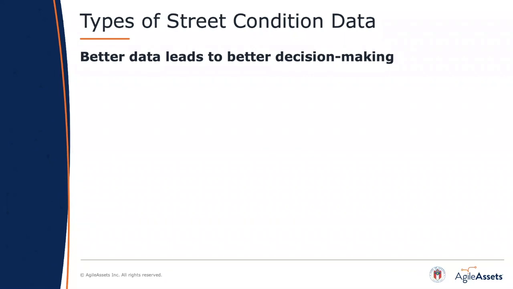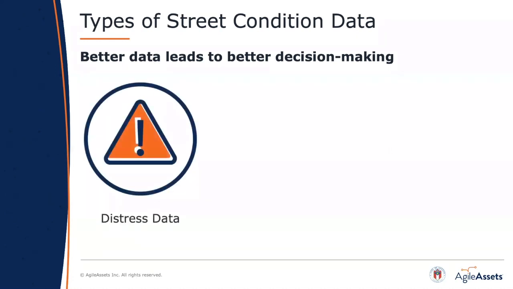Pavement managers typically make treatment decisions based on the road condition they're able to collect. And so the better the data is, the better the decision making can be, from strategic planning through day-to-day operations. Probably the most common type of street condition data for cities and counties is the surface distress data, which typically measures as many as 12 or more visible surface conditions, such as cracking, rutting, and raveling.